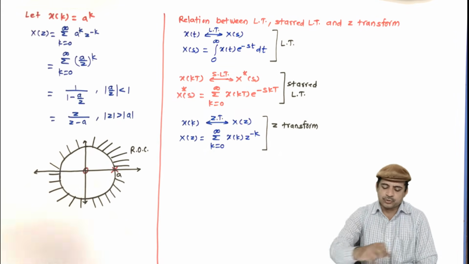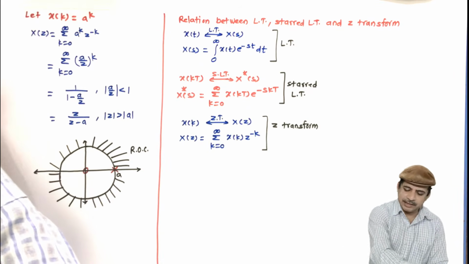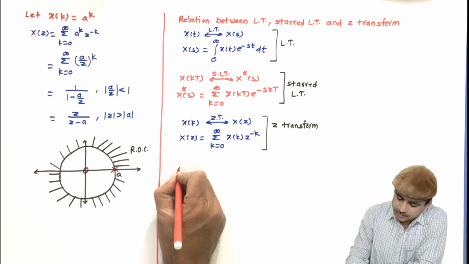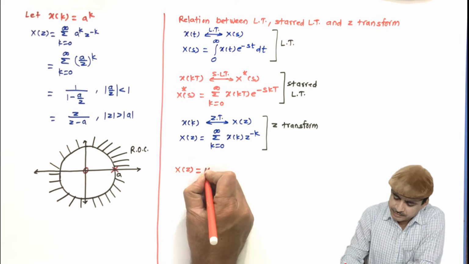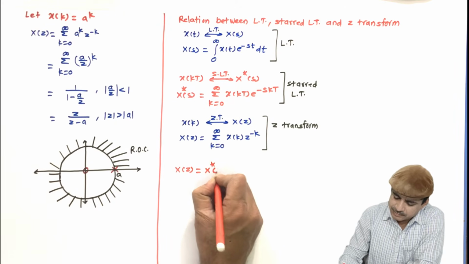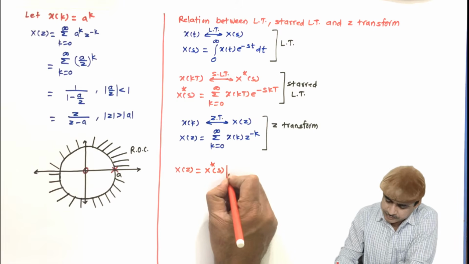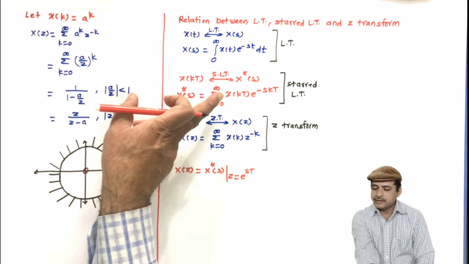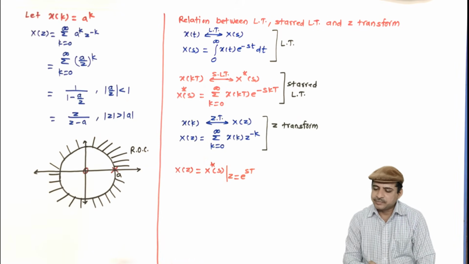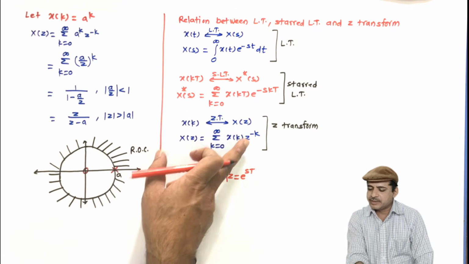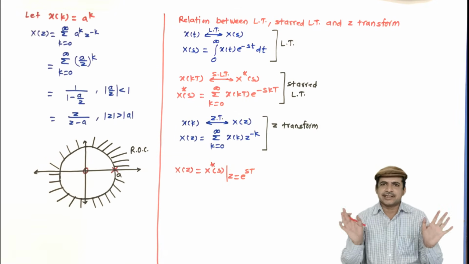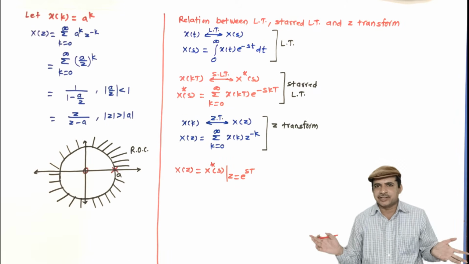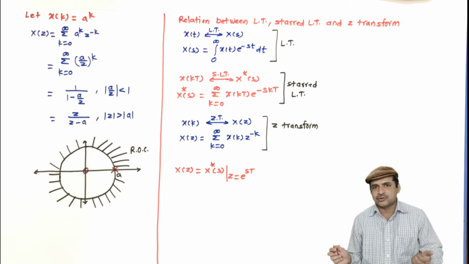And now let me compare these two, this one and this one. So can I say that X of z is equal to X star s at z is equal to e raised to sT. Just put here z is equal to e raised to sT. This e raised to minus skT becomes z raised to minus k. Else is same. This x of k and x of kT are same. Once the samples are obtained for any sampling instant it may be, thereafter we will call it as x of k.